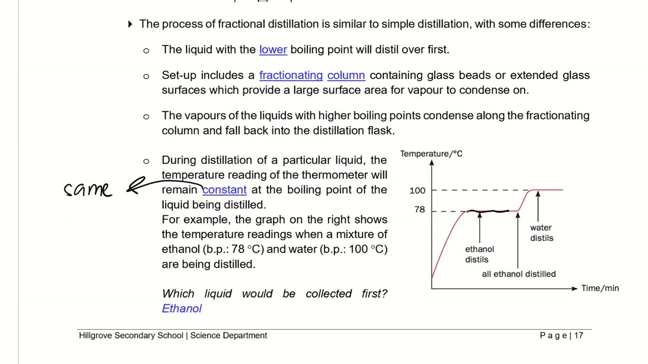So it can be as simple as asking you which liquid will be collected first when you know the boiling point of these two liquids. So in this case, ethanol will distill first because it has a lower boiling point. And a lower boiling point means that you don't need to supply so much heat for it to vaporize. So like a thermometer, you have to heat to a lower temperature first before you go up to higher and higher temperature. Alright.